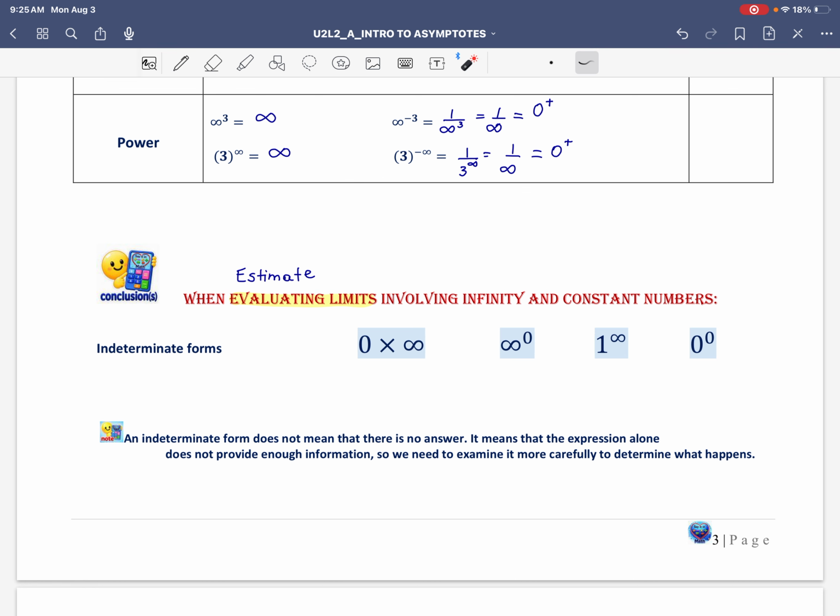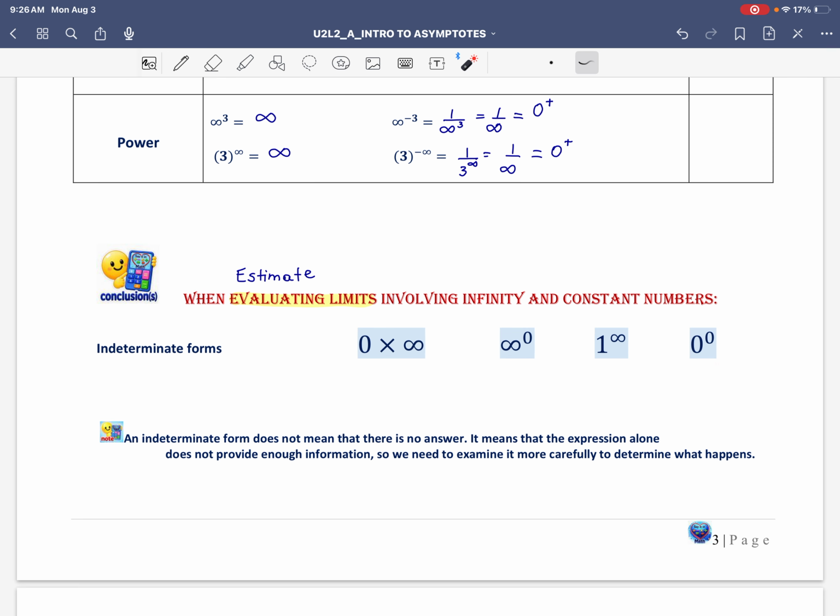So we're going to say 0 times infinity. These are indeterminate. Infinity to the power 0 is also indeterminate. 1 to infinity is indeterminate, and 0 to the power 0 is also indeterminate. We'll address all these very interesting expressions in a separate video because they deserve special attention.